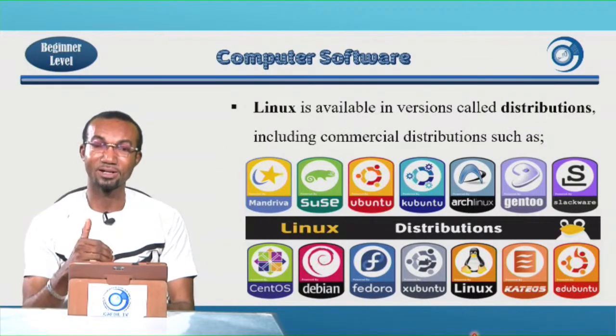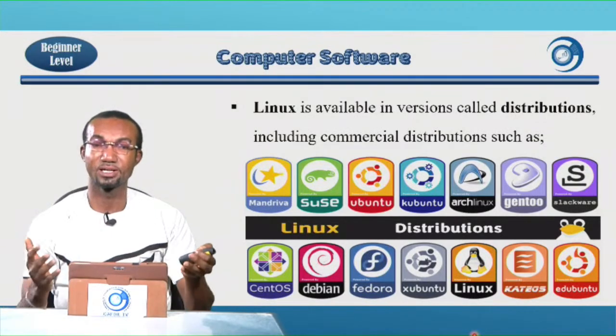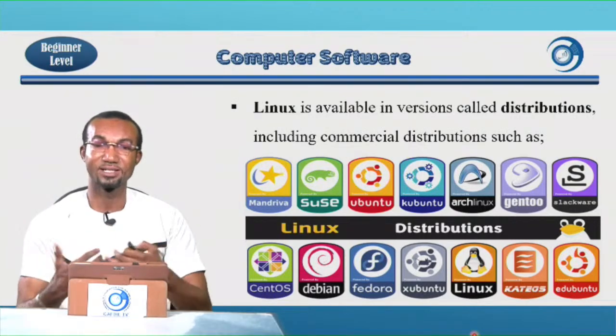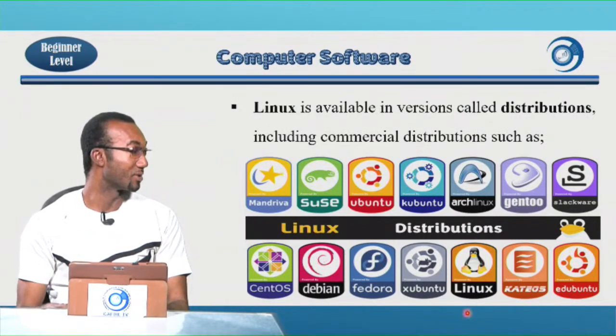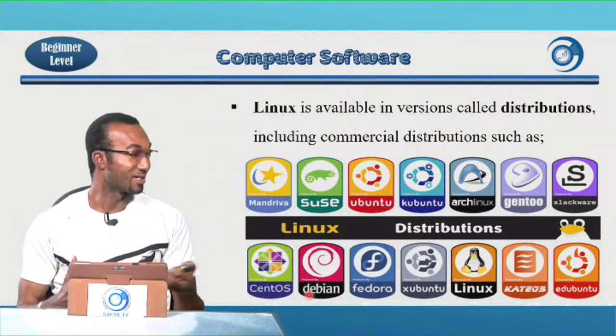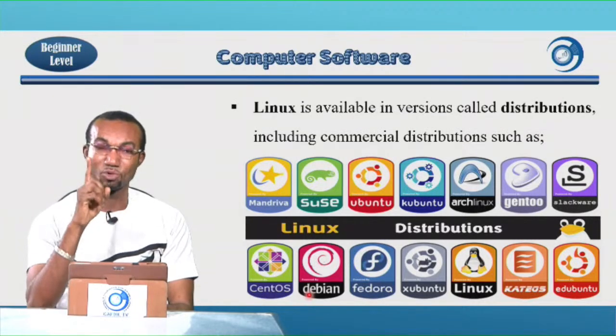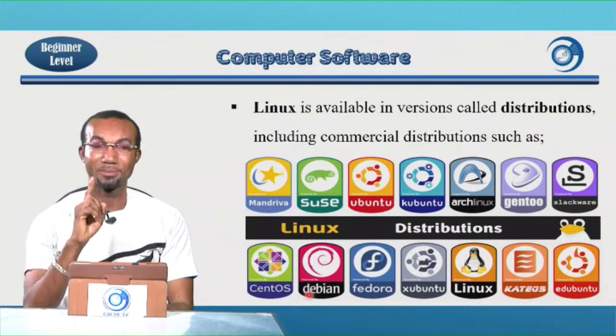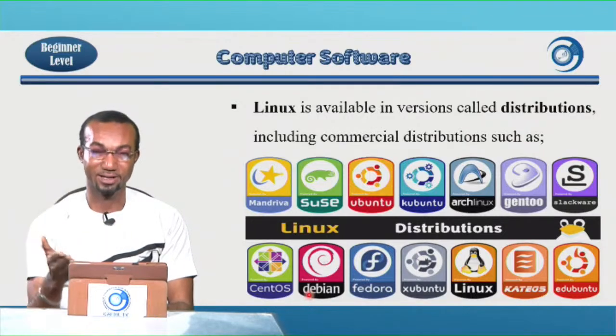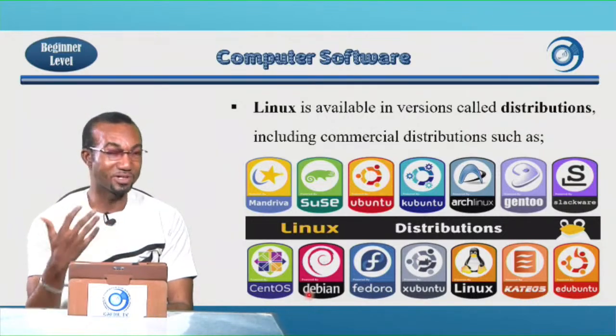But when you come to Linux, they call them distributions. They call their versions distributions, and these are the names. We have SUSE, we have Ubuntu, we have Debian, we have different distributions of Linux. As I said, Microsoft is the most popular, followed by Mac OS, followed by Linux. So these are not really popular.